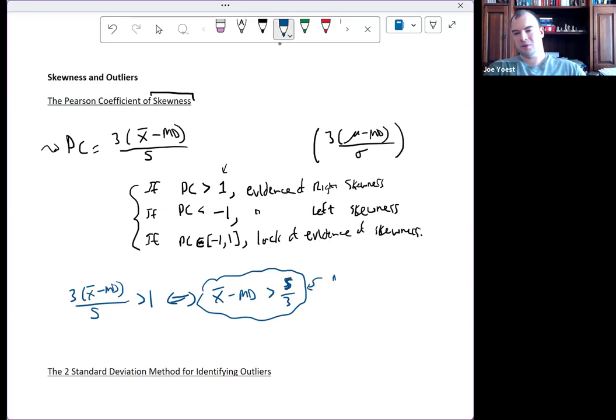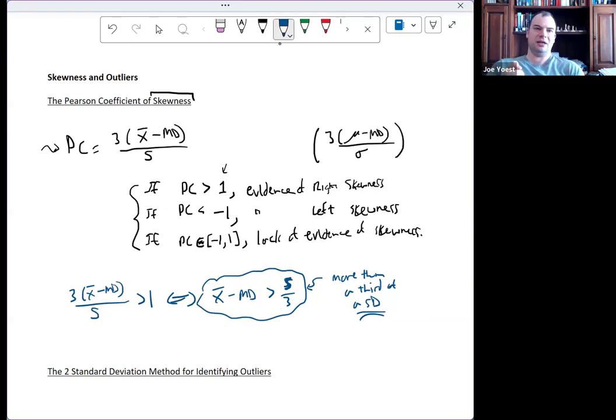substantially bigger than means more than a third of a standard deviation. If the mean is more than a third of a standard deviation above the median, then we say there's evidence of right skewedness. If the mean is more than a third of a standard deviation below the median, we say there's evidence of left skewedness.